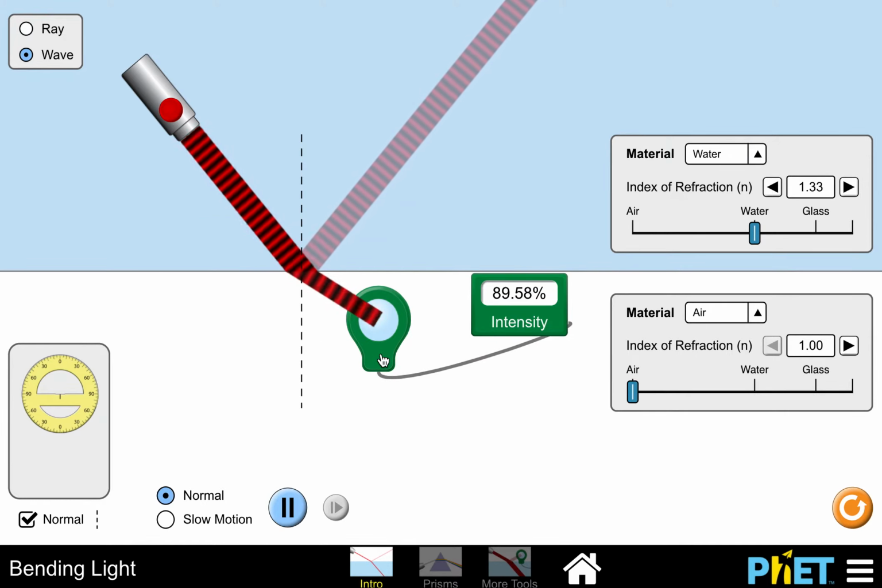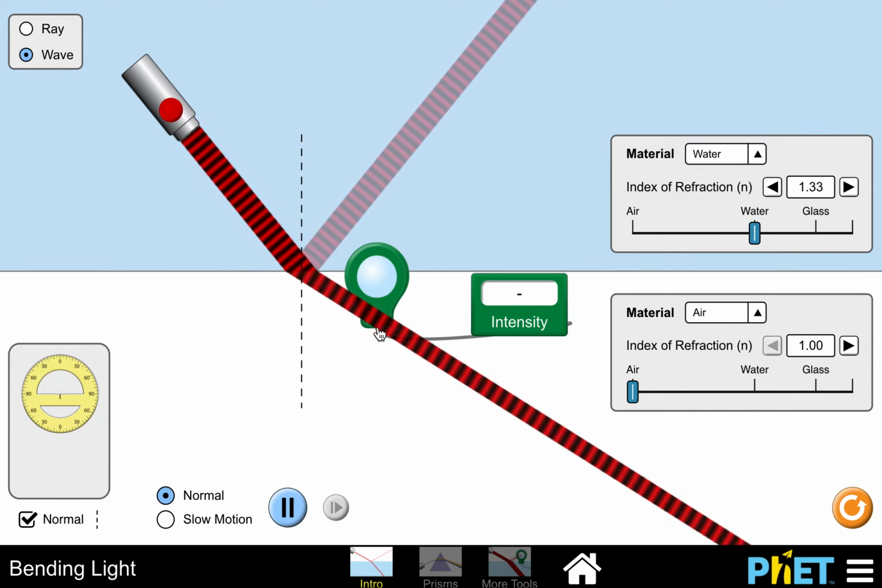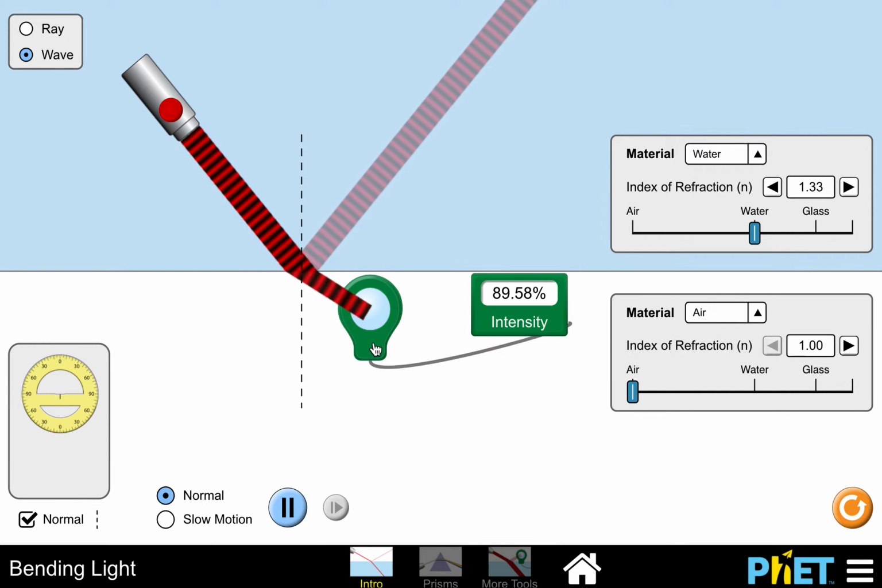And much of it is being, or rather reflected back in the water layer, much of it is being sent on into the air layer. And clearly, if you play around with the simulator, there's a lot of other things you can change about the materials and the relationship there.